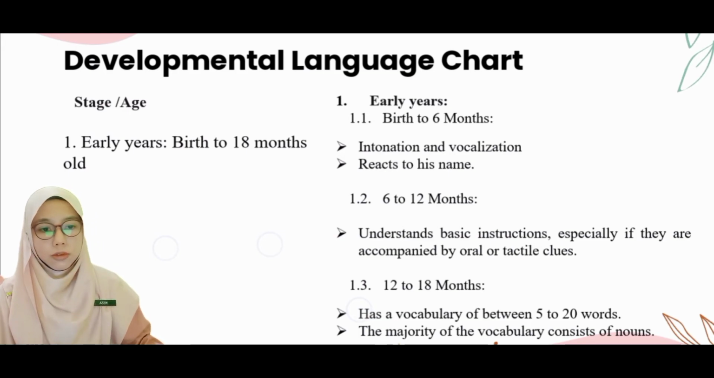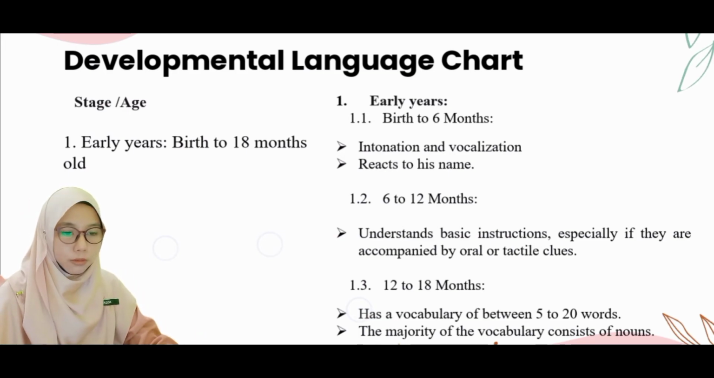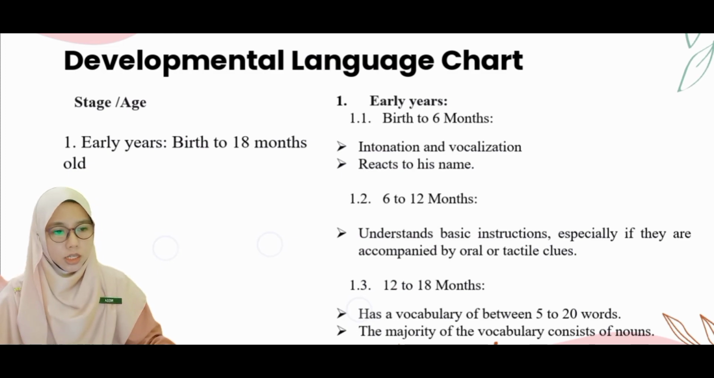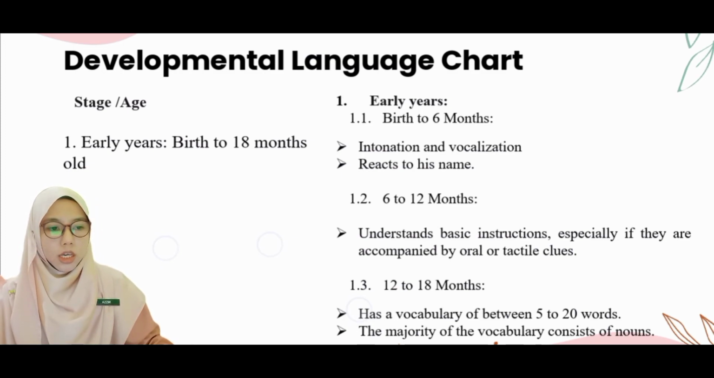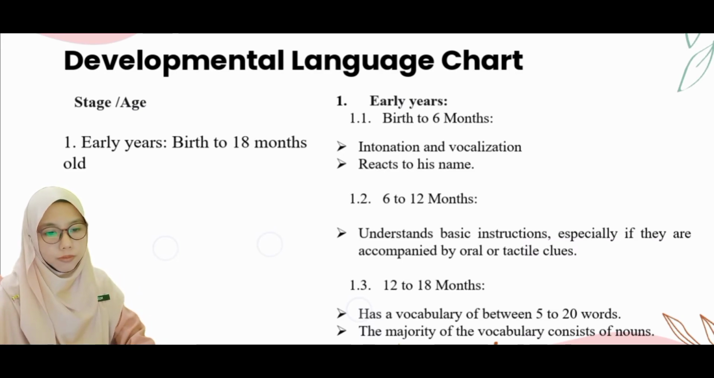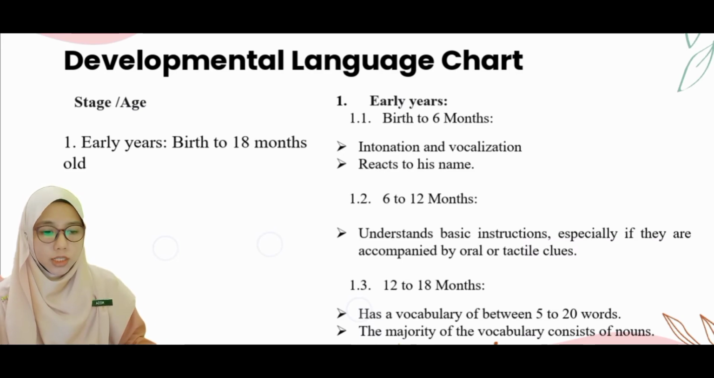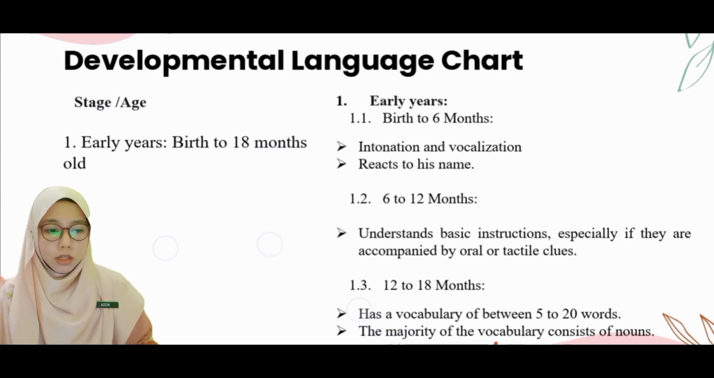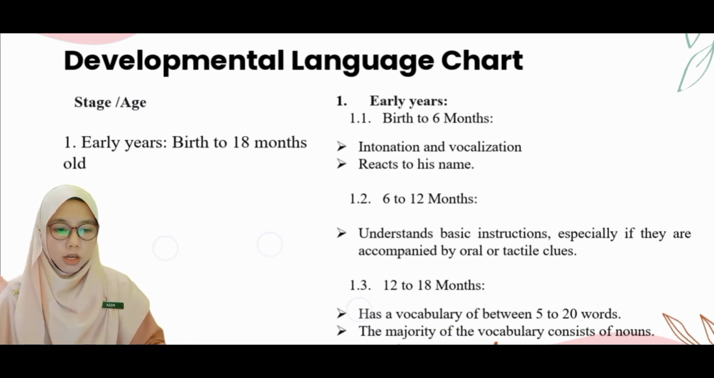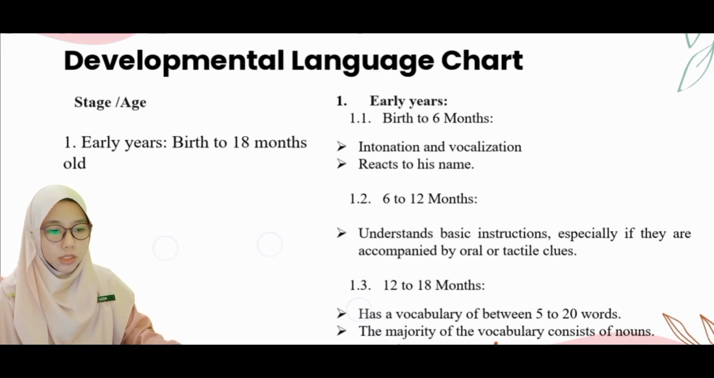And at the age of 6 to 12 months, children understand basic interaction, especially if it is accompanied by oral and facial cues. And 12 to 18 months has a vocabulary of between 5 to 20 words. The majority of the vocabulary consists of nouns.